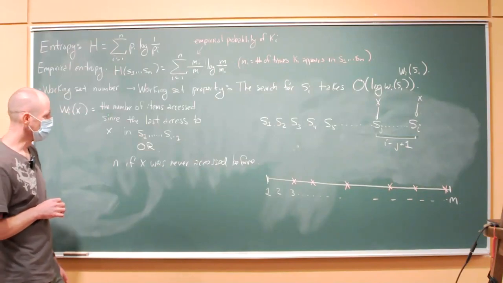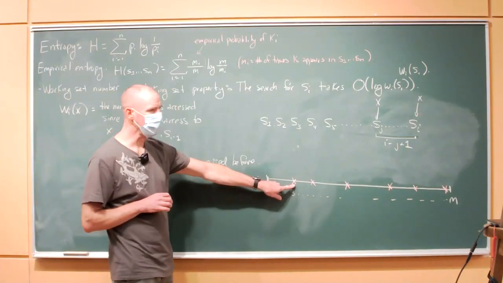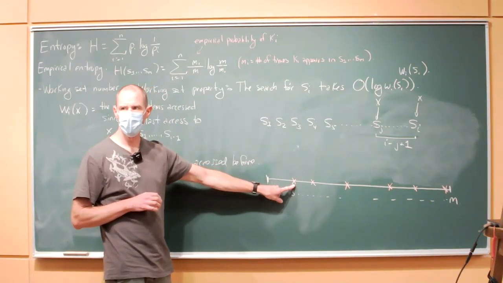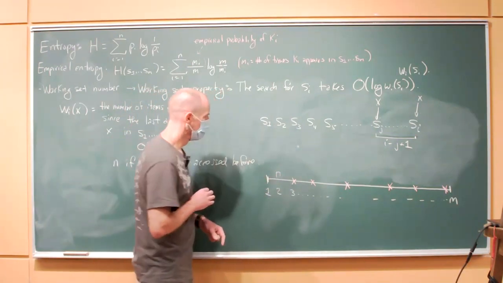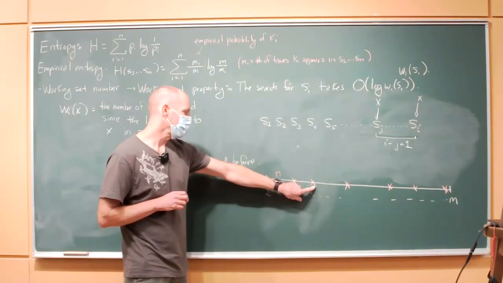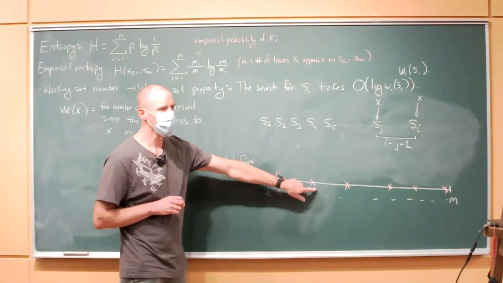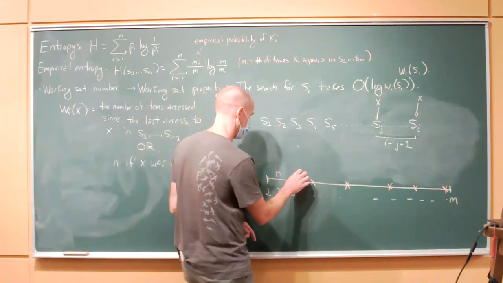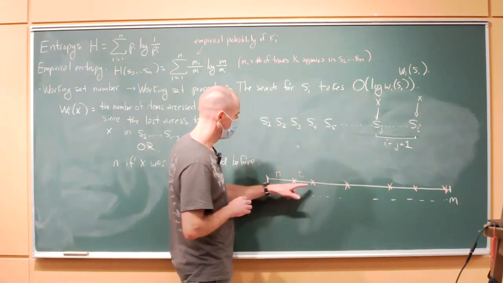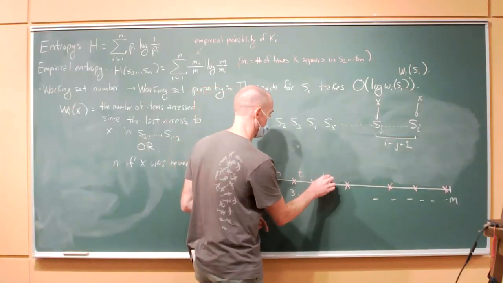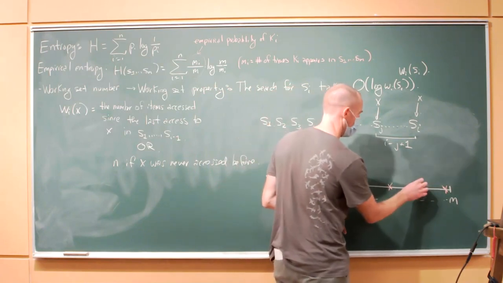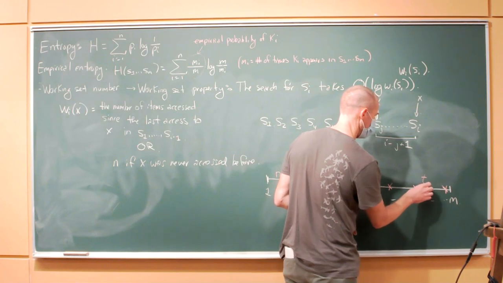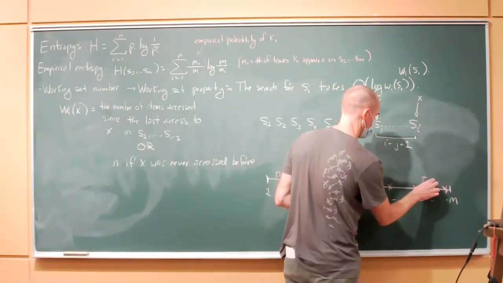Now, the working set number for this one, there's not much we can do about. It's n because we've never seen it before. Okay. But for this one, it's something that is basically this distance between these two things. Okay. So let's call that T1. And then for this one, it's going to be T2. And for this one, it's going to be T3, T4, and so on, all the way up to, I guess this is going to be T, something like mi minus 1.